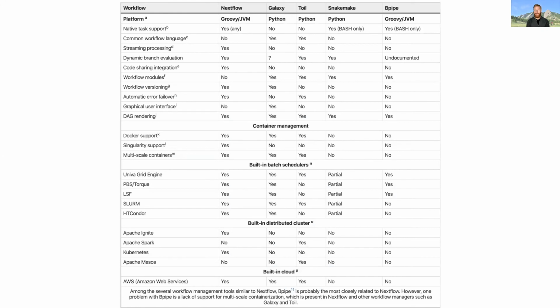I have this here just for reference. It's good to know that Nextflow is not the only workflow management software. Galaxy, Toil, SnakeMake, and BPipe are other popular ones, and this is a comparison of the features of each of those. But in this course, we'll primarily be focused on Nextflow and not really talk much more about any of these other pipelining tools. So that's, in summary, a brief introduction to Nextflow. Now let's take a look at some Nextflow code.